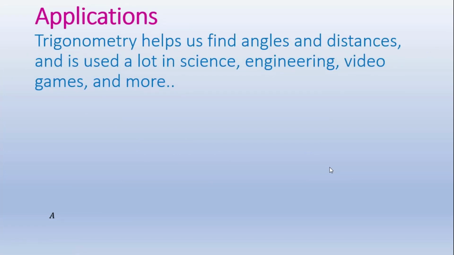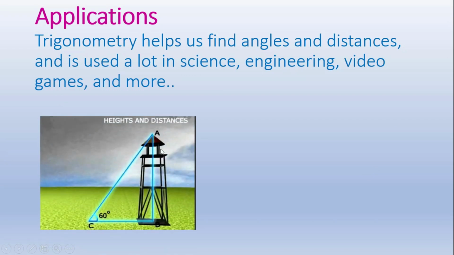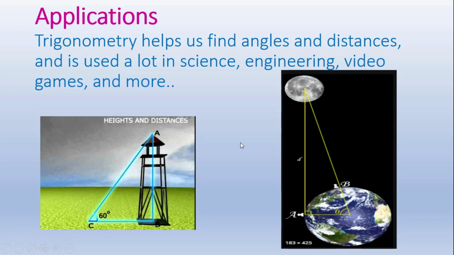Trigonometry helps us to find angles and distances, and it is used a lot in science, engineering, video games and more. I have taken some examples to show you. Suppose you have to find out the height of this tower. With the distance CB and this angle taken from C to the top of the tower, you can find the height of the tower or the distance AC as well. In the same way, trigonometry is also used in astronomy.